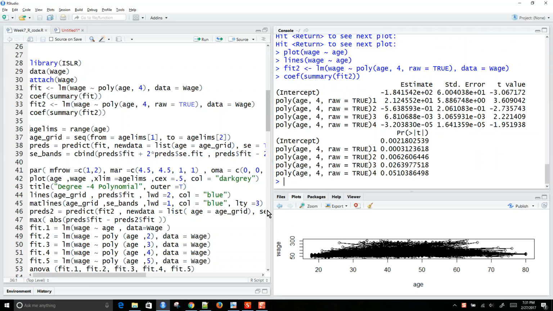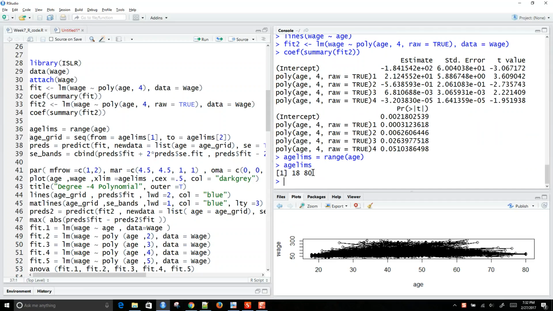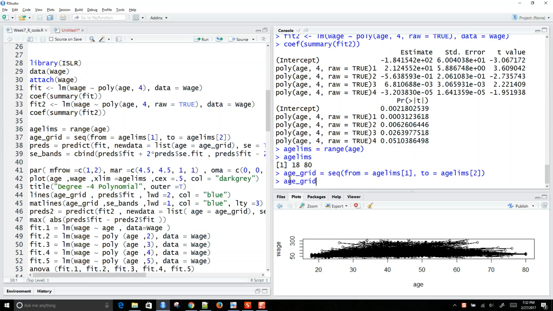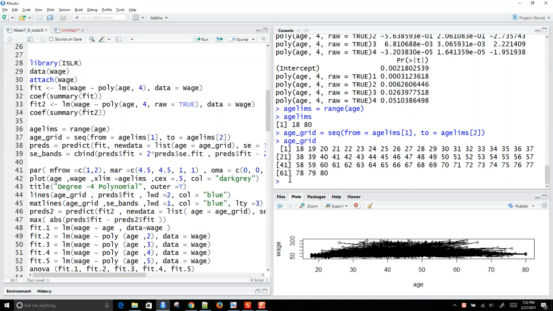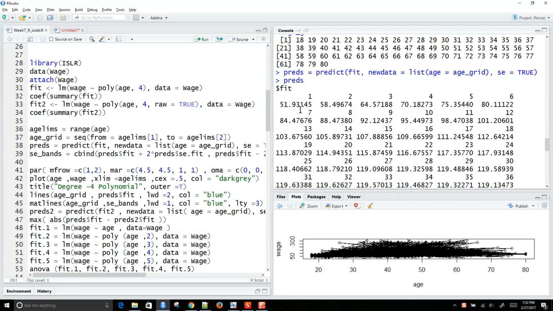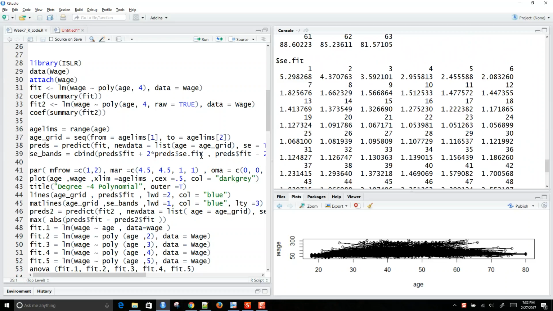All right. If we take a look at age limits, we can see, okay, the youngest we have recorded is 18 and the oldest is 80. Okay, and then I'm going to create what we call the age grid, and all this is just the values 18, 19, 20 through 80, and we're going to create some predictions based on our fit. So what is your predicted wage for 18, for 19, for 20, all the way up through 80, except they're offset by 17 here. Okay, so we can do predictions, and then we can create confidence intervals by taking our predicted fit and adding 2 standard errors and subtracting 2 standard errors. Okay, because R's predict function takes into account the standard errors of all of our things.